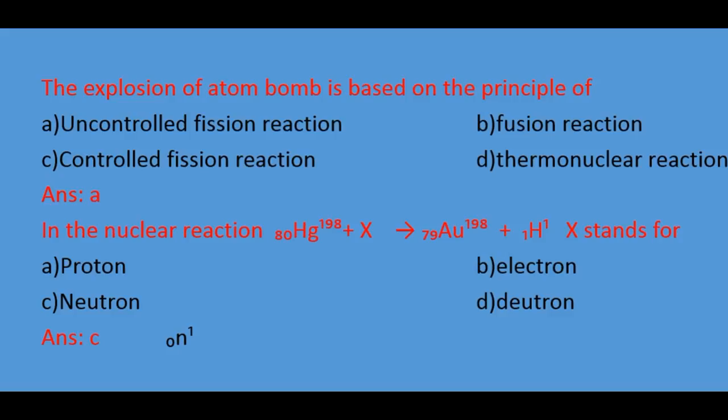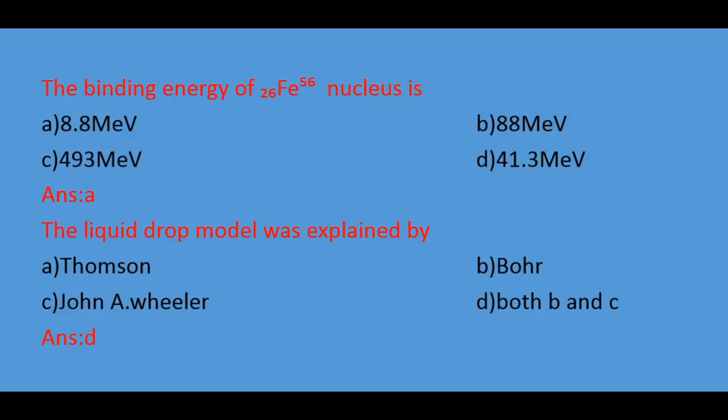Next question is, the binding energy of iron 56 26 nucleus is. Binding energy means, in a nucleus the protons and neutrons are joined, some mass disappears, and this mass is converted into energy. That energy is called the binding energy. The binding energy of the iron nucleus is 8.8 million electron volt. The answer is A. The next one is, the liquid drop model was explained by. The answer is D, Bohr and John A. Wheeler, both B and C. Bohr and John A. Wheeler explained the liquid drop model.